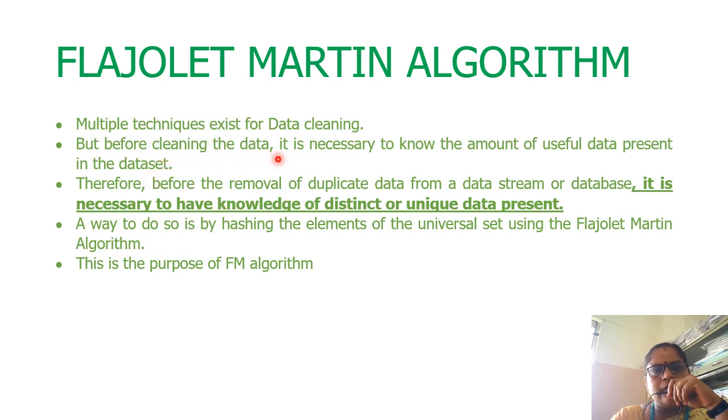But before cleaning the data, it is necessary to know how much of the data present in the data set is actually useful. We have to find out how much is useful. So before removing the duplicate data from the data stream or the database, it is necessary to have knowledge of how much unique, distinct data is present in our data set. So the way to do this is to hash the elements of the universal set using the FM algorithm. This is the purpose of the Flajolet-Martin algorithm.